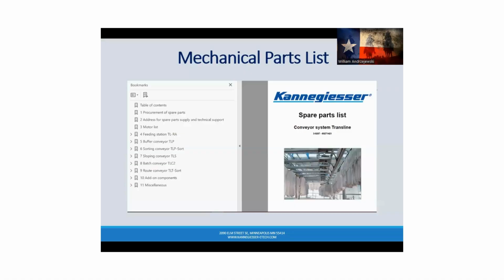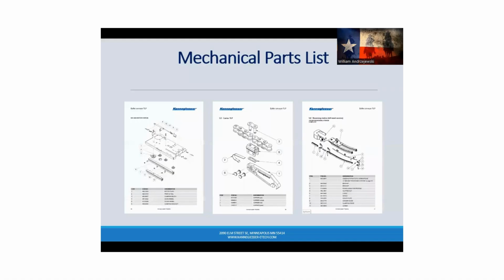All right, mechanical, separate manual. And this is going to list all the different parts by conveyor type. So if you need a TLP sort parts, you look in 6. If I need a sloping conveyor, changing elevations on your TLS, I go to chapter 7. Parts manuals are pretty good. Good exploded views, give you all the piece parts and components and everything.